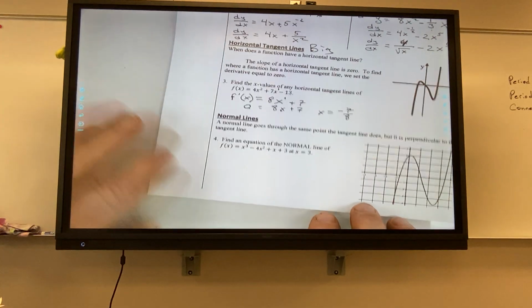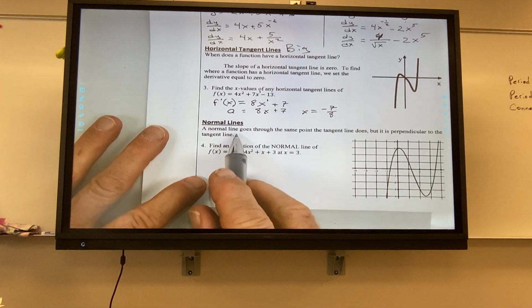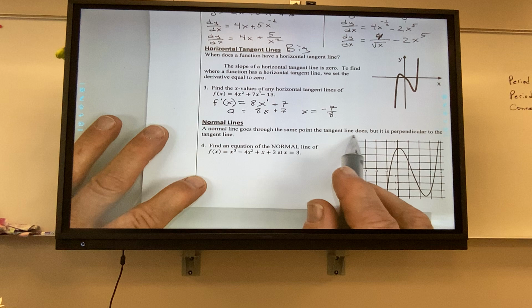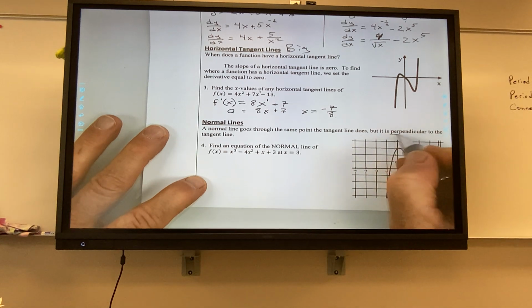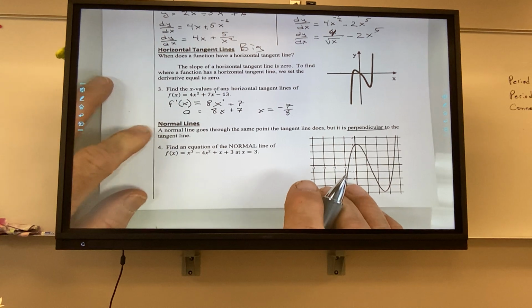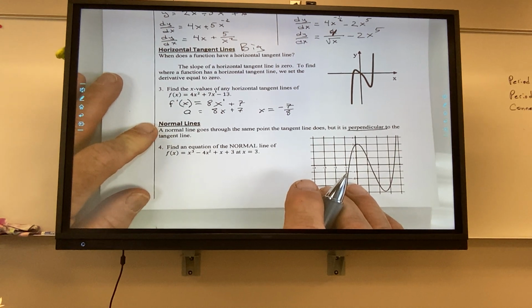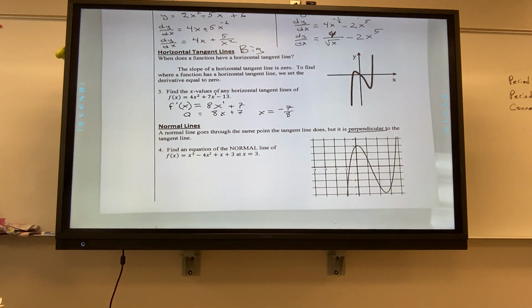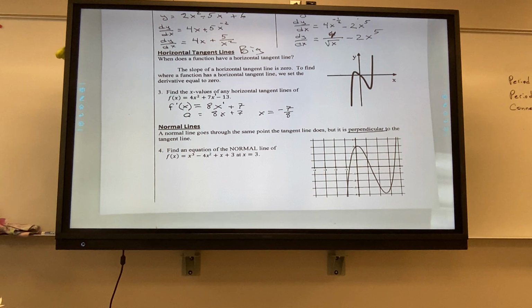There's the machine. Okay, a normal line goes through the same point as the tangent line does, but is perpendicular. What do I know about perpendicular lines? Parallel lines have the same slope, right? Perpendicular basically is the same line but rotated 90 degrees. I would agree. What about the slopes? I believe they'd also be rotated 90 degrees. But I am not 100% sure since it's been so long since I've dealt with this stuff.